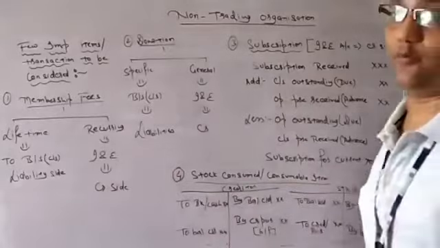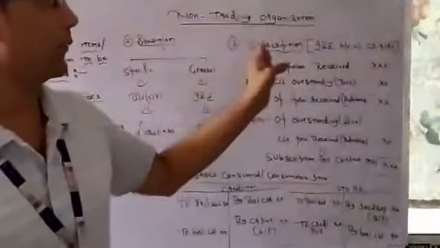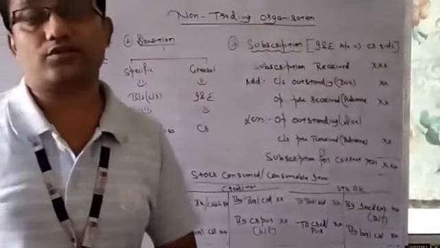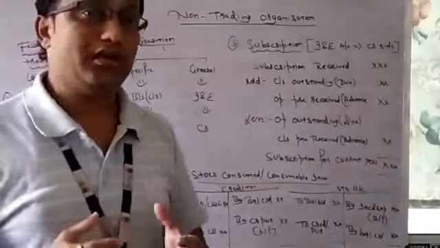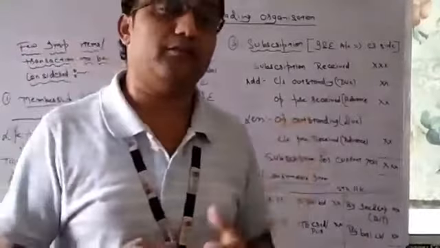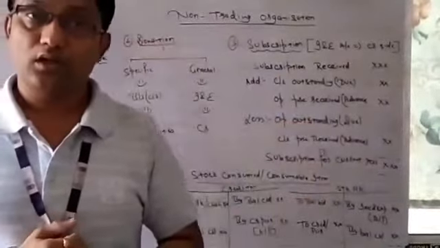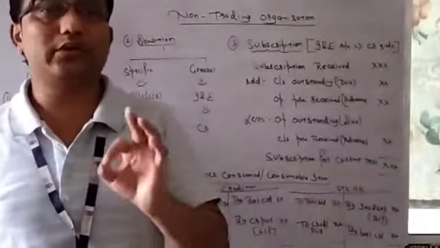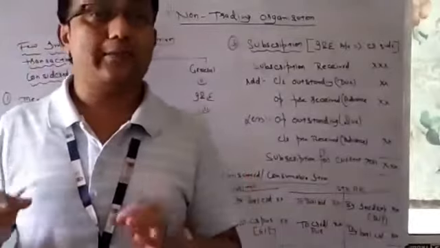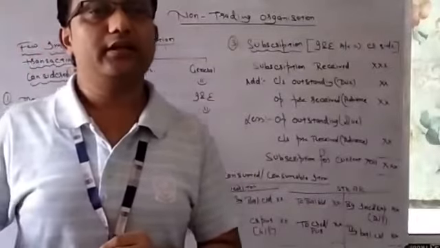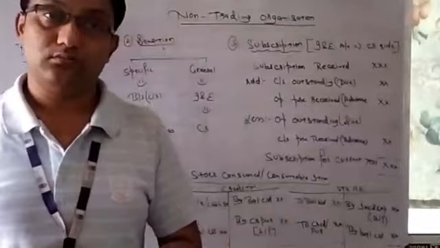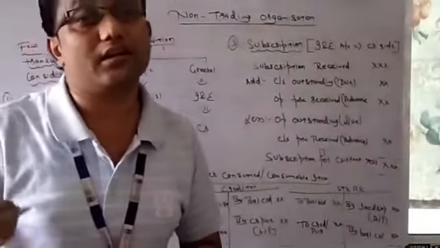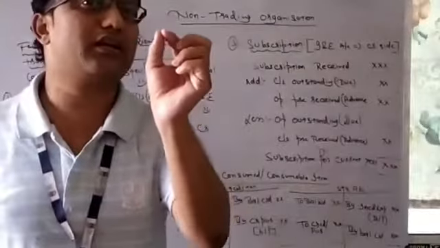Now coming to the third important point, that is subscription. There will be twists and tricks given in questions regarding subscription. Let me discuss the tricks in two minutes, then we will discuss how to calculate the figure. First, understand what we are going to calculate: how much amount will be credited in our income and expenditure account, how much will be treated as subscription for the current year. I repeat, current year.